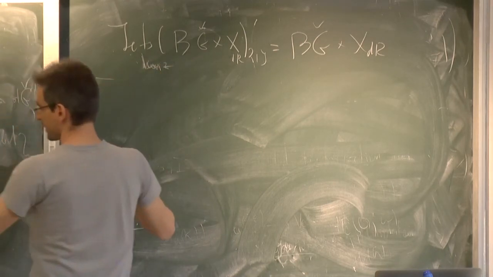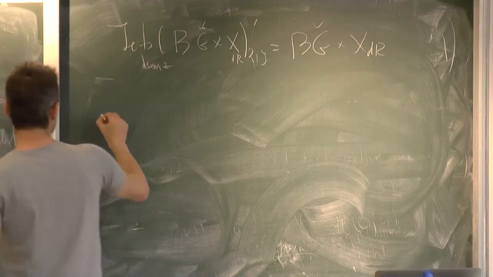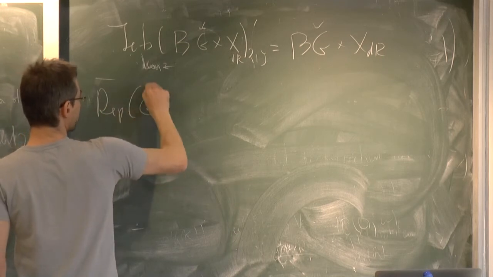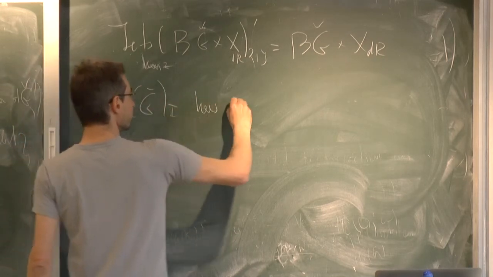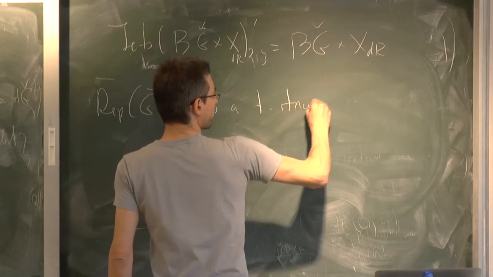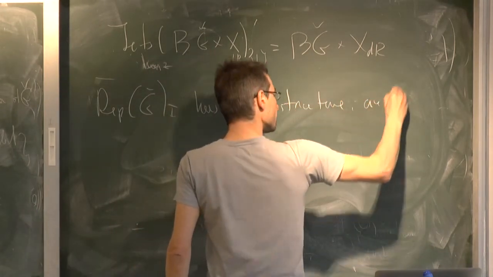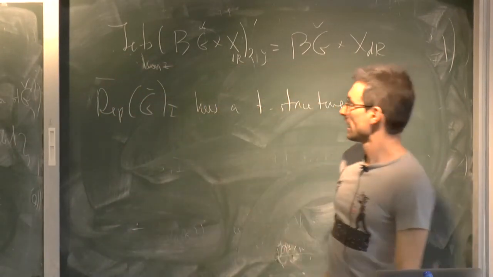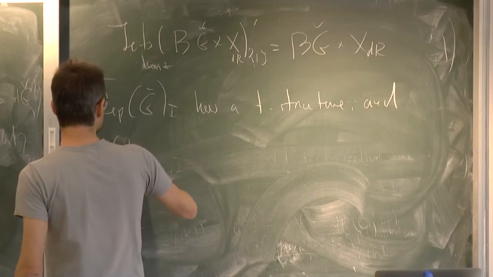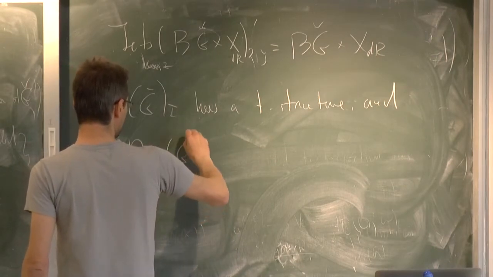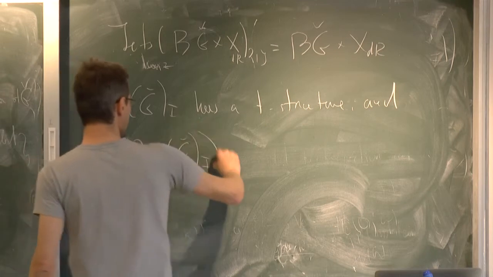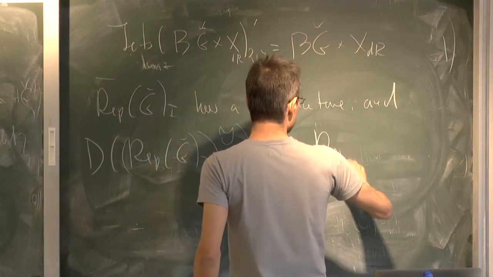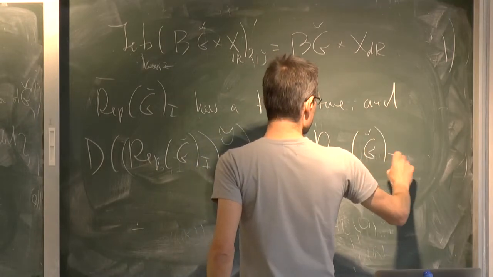This third description is very handy because it says that rep G check has a t-structure, and it's the unique t-structure compatible with the forgetful map to D modules, and moreover the same story goes through. Take the heart; the canonical map to rep G check I is an equivalence.